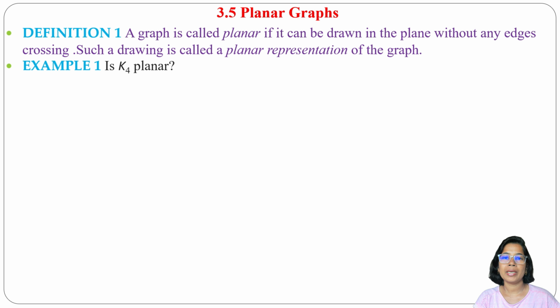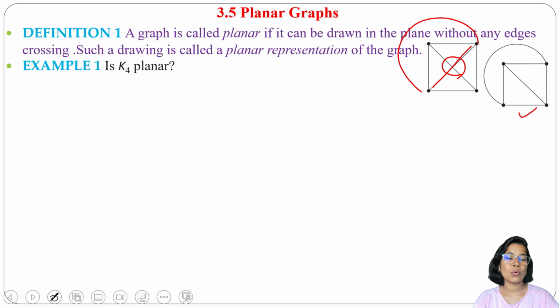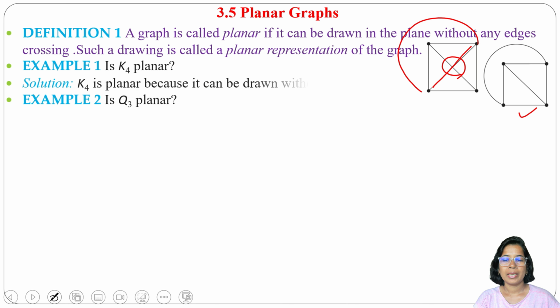Now example 1: is K4 planar? K4 means the complete graph having 4 vertices. So this is the graph. Is it planar? There is a crossing here. But can we redraw this graph? Yes, we can redesign it. This edge we can draw outside. After the redesign, we get this graph, and here there is no crossing of edges. Hence K4 is a planar graph.